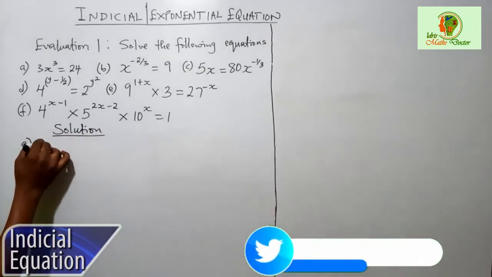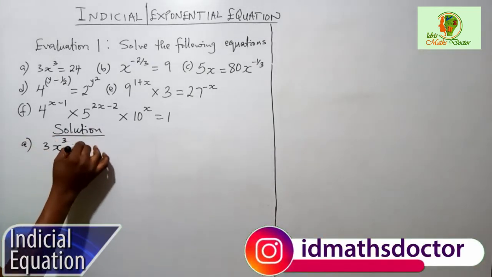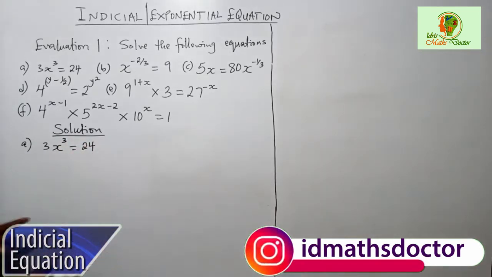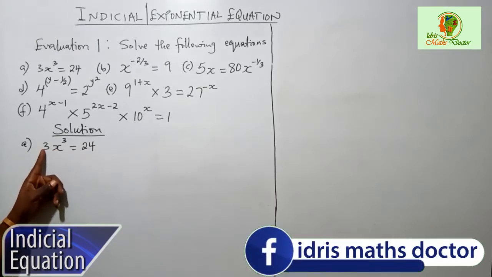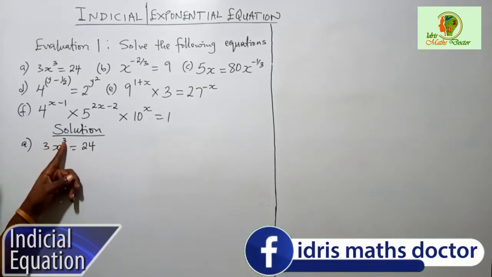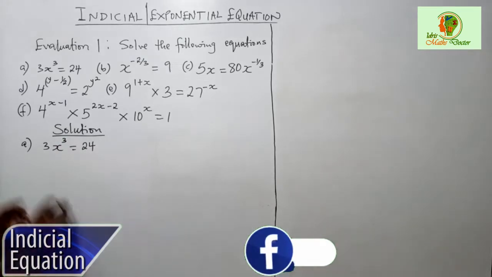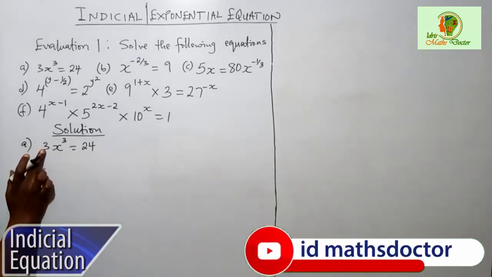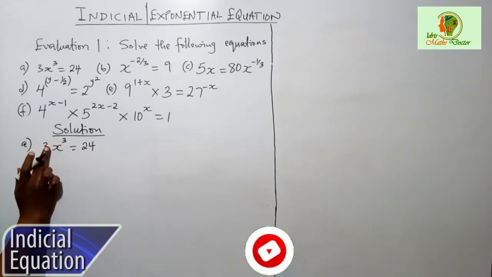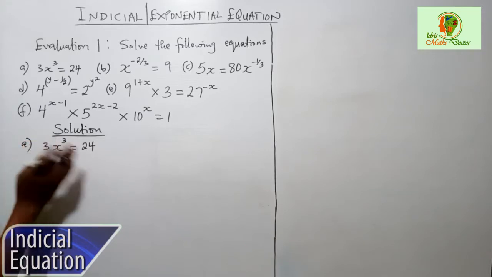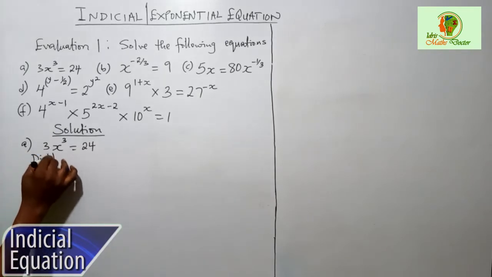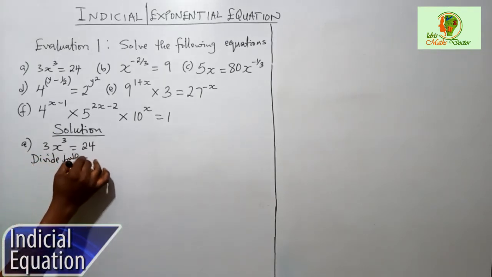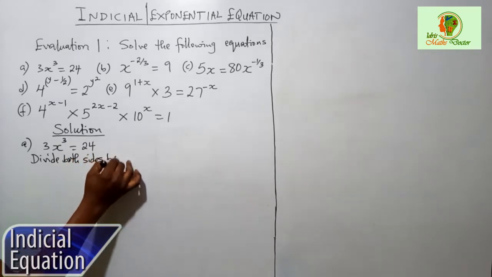In question A, we have 3x raised to power 3 equal 24. First, what are the things disturbing the letter x from standing alone? We have this 3, the coefficient, and we have this 3, the index or the power. So, the sign connecting this 3, remember, when a constant multiplies this, that means the sign is multiplication. So, opposite of multiplication is division. So, we are going to say divide both sides by 3.